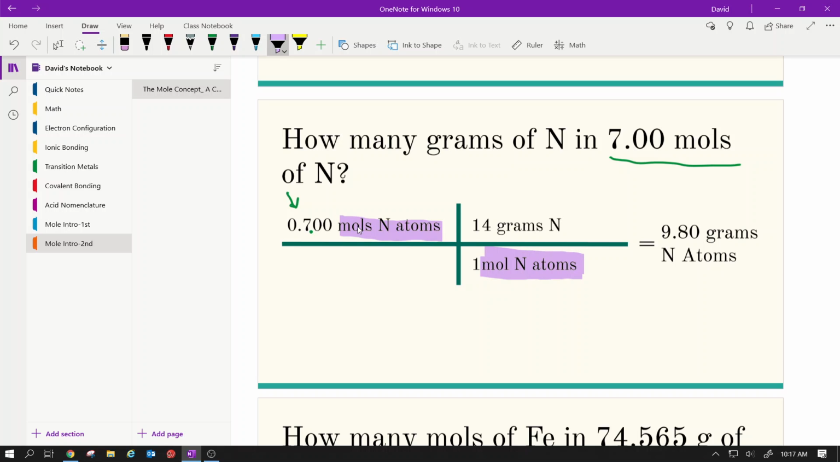All right. So I started with moles of nitrogen atoms. I need to get rid of moles of nitrogen atoms. So I'm going to put 1 mole of nitrogen on the bottom. And it's 14 grams because I looked on the periodic chart and I saw that the atomic mass of nitrogen is 14. So when I take 7 and multiply by 14, I will get 98 grams. Those will go away, and I'll be left with just grams of nitrogen atoms.